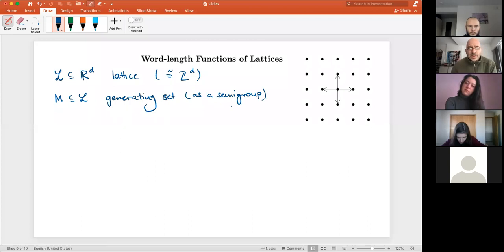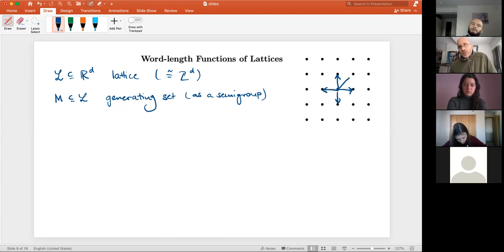So what I mean by that, I'm giving you a picture on the right. This is Z2, and here's my origin. Take the standard unit vectors, and they generate Z2 as a group, correct? Any element in Z2 can be written as an integer combination of these two vectors. But as a semigroup, I'm only allowed to add, I can't subtract, and so that's not enough. One such generating set might be the unit vectors and their negatives.